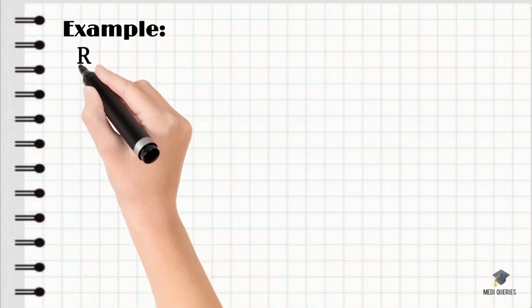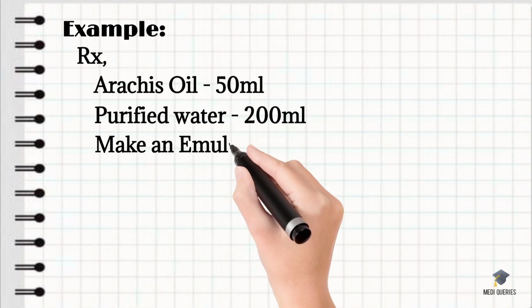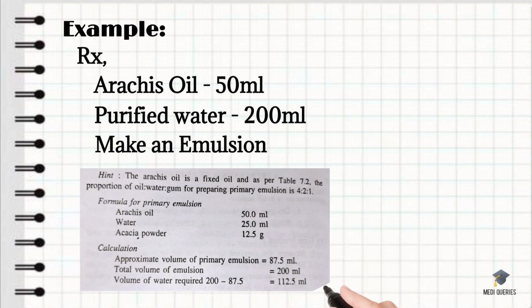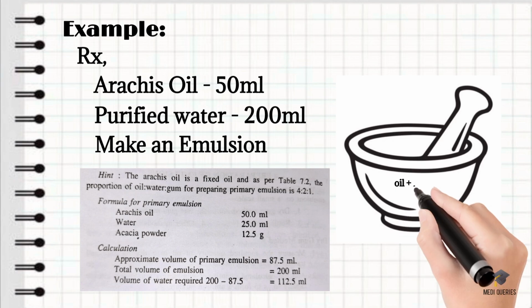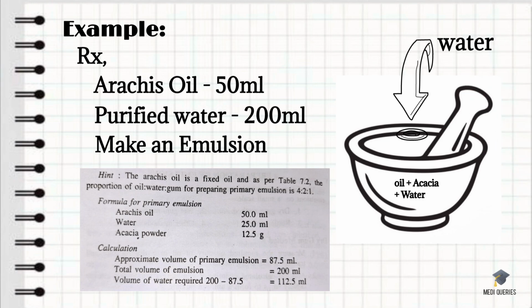Prepare and dispense 100 ml of arachis oil emulsion using the dry gum method. In this formula, there is arachis oil 50 ml and purified water up to 200 ml. Make an emulsion. Hint: arachis oil is a fixed oil, and as per the table the proportion of oil to water to gum for preparing the primary emulsion is 4:2:1. So the formula for the primary emulsion is arachis oil 50 ml, water 25 ml, acacia powder 12.5 grams.